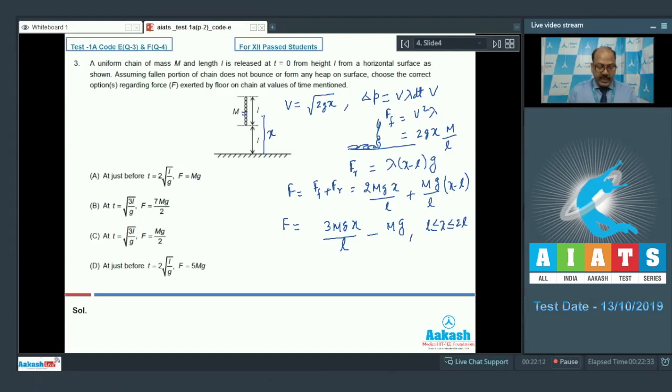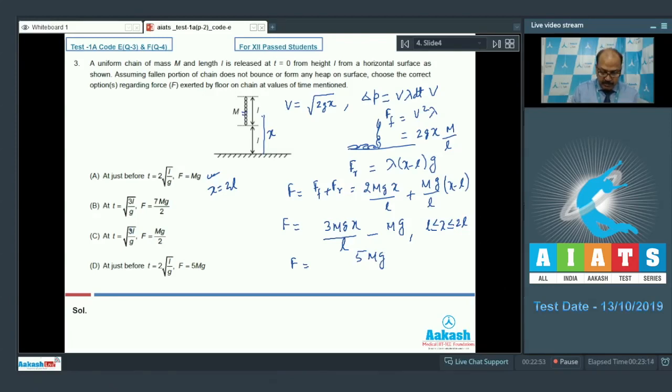Now let's look at option A. Option A says just before t equals 2 root L by G. Well, at this time, t equal to 2 root L by G, the last particle is striking the horizontal surface. So that means here x equals 2L, and we put it here. What do we get? F equals, if I put x equal to 2L, it's 6 mg minus mg, or 5 mg. So option A is clearly incorrect.